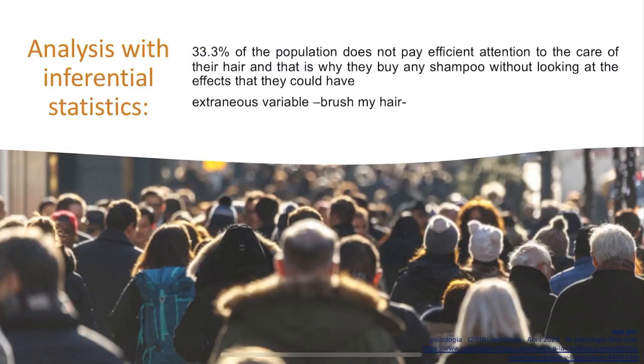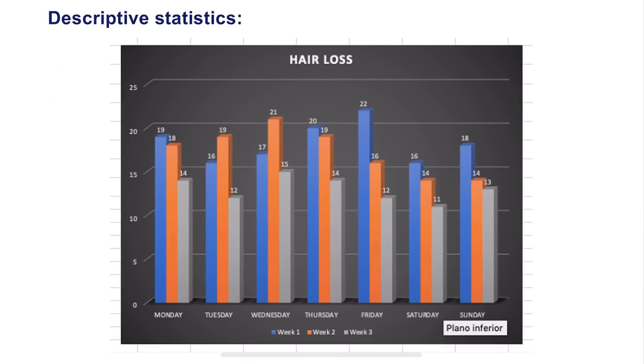I realized that I have another type of variable, which is the extraneous, and this is when I brush my hair. And even when I only did it a few times, I can see that this affects the number of hair loss per day. What this means is that, for example, if we look at the graphic, the Wednesday in the second week and the Friday in the first week, which were the days that I brushed my hair, I see really how it affects the part in which my numbers elevate.